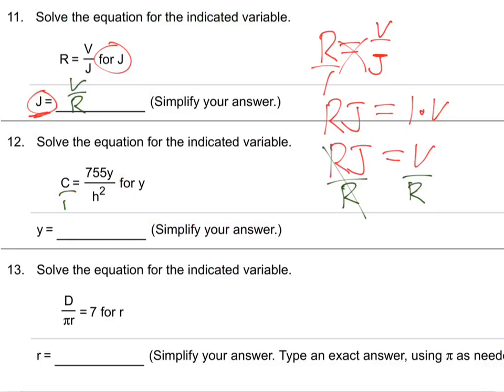And then number 13, d over pi r equals 7. So number 13, d over pi r is 7. We'll solve for r. Yeah, for r. So same thing on that one. Try that one. It's just one fraction on each side.